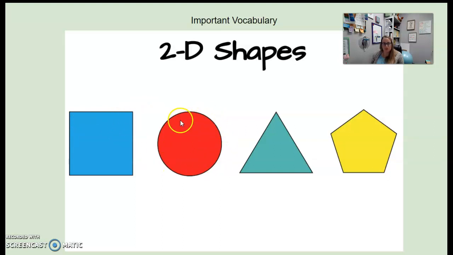Then we have a circle. A circle just has one curved line, but it's also a flat shape. The next one we have is a triangle because it has 1, 2, 3 sides and 1, 2, 3 vertices, and it's also a flat shape. This one's called a pentagon, and we don't actually have to know it in kindergarten, but it's a shape that we could also have, and it's a 5-sided figure with 5 vertices, but it's still flat.